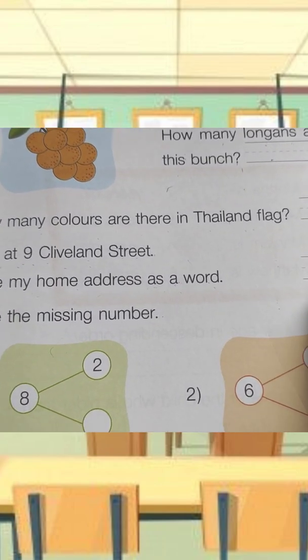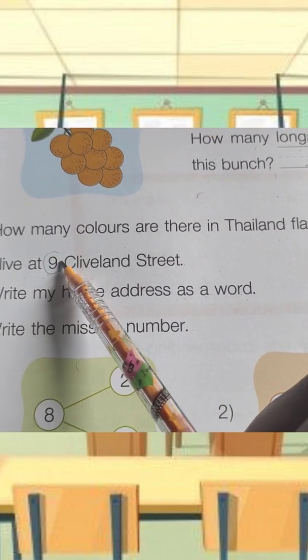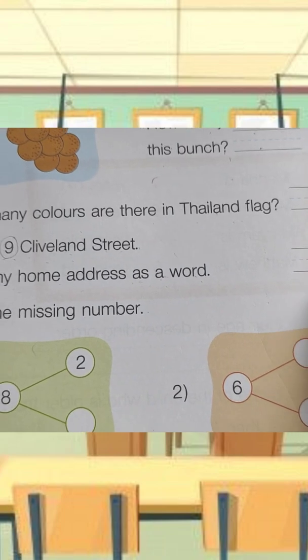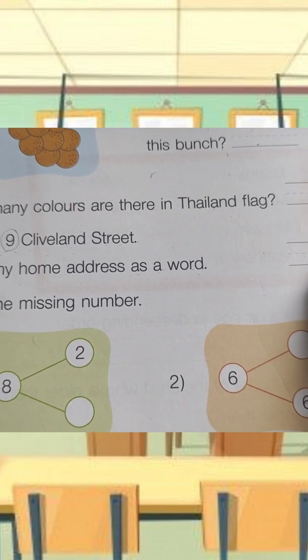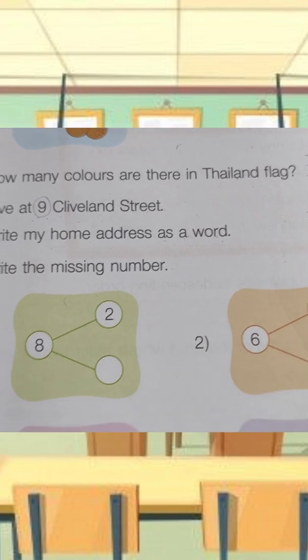So you have to write 9 in English. This is 9 in number. You have to write it in word, in English word. How do you write 9? N-I-N-E. You have to write it here, okay?